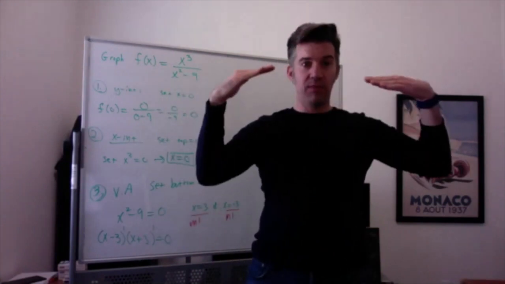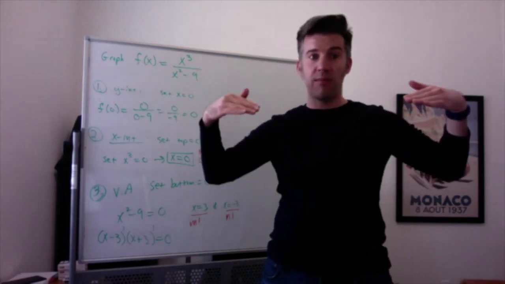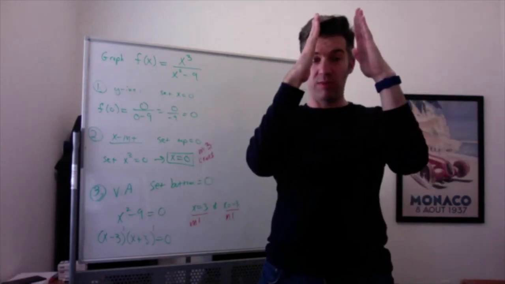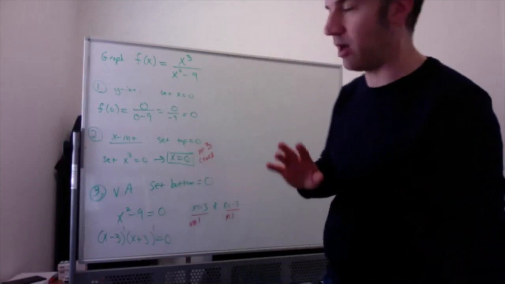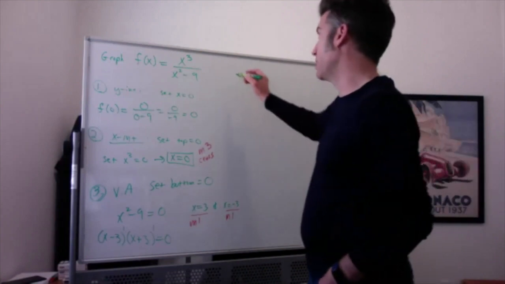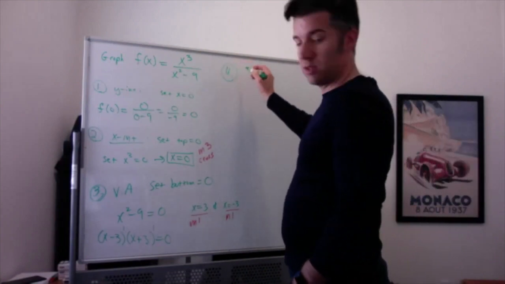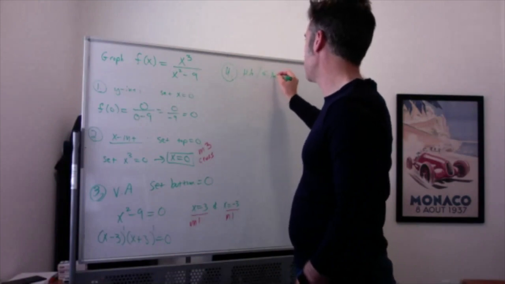One side's going to be up to infinity, one side's going to be down to infinity. If it was an even power instead, they'd both be going the same way because we wouldn't cross. We would stay on the same side. So they'd both be going up or both be going down. We'll see that. I'll definitely say more about that as we continue with this problem. The last thing is, do we have any sort of horizontal or slant asymptote?